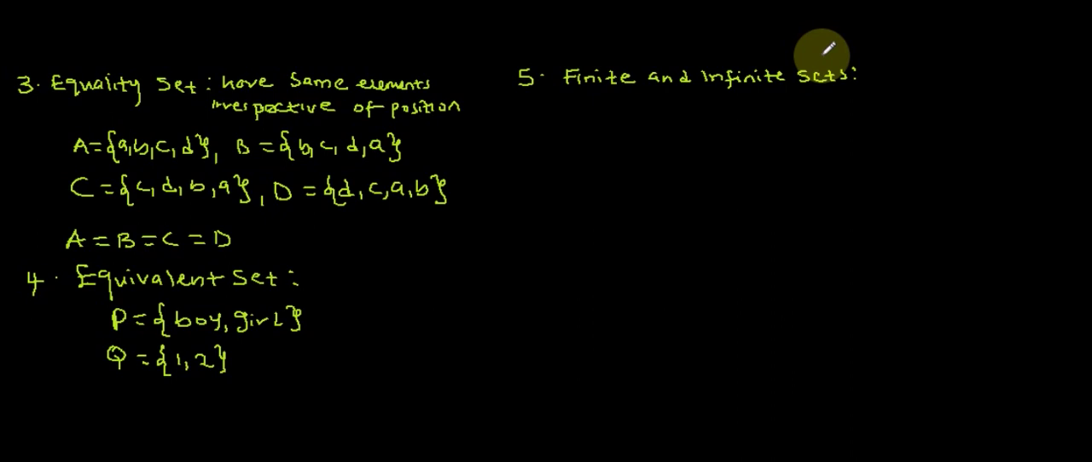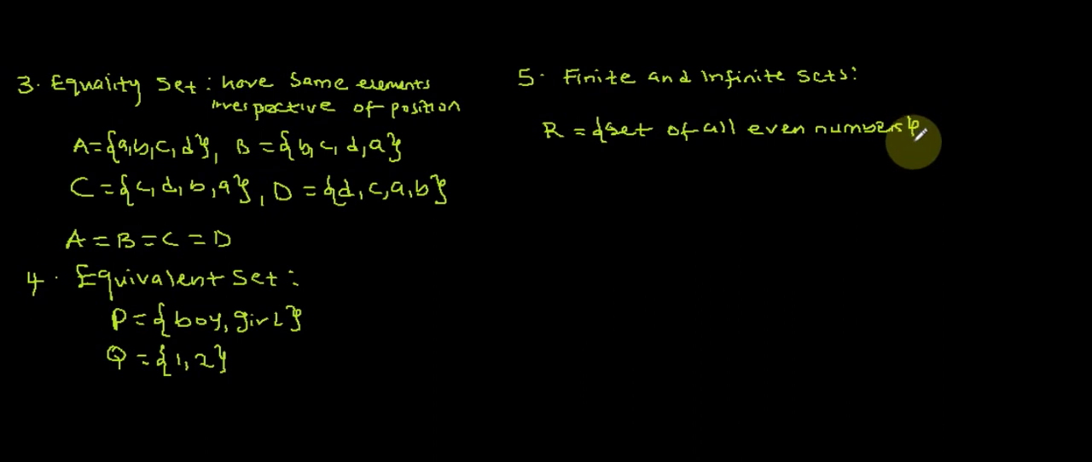For example, if we are saying set of all even numbers, let's say set R is the set of all even numbers. This is an example of an infinite set because we are not told where to stop. You keep on listing and listing and listing. You get to thousands, tens of thousands, hundreds of thousands, millions, tens of billions, and you continue like that. So this is an example of an infinite set.